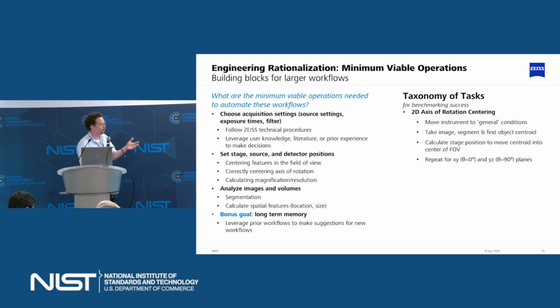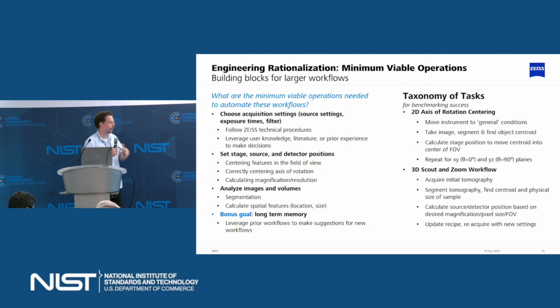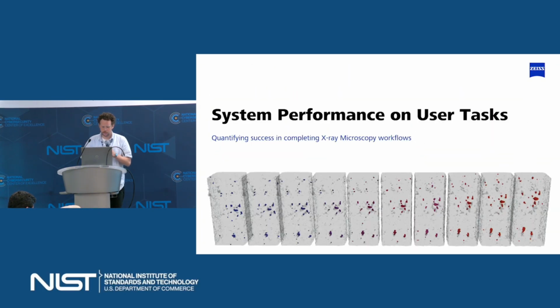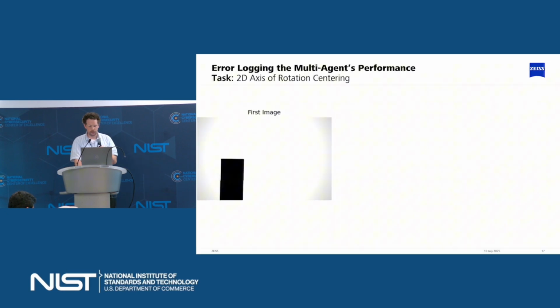The first one is I want it to be able to center the sample on the axis of rotation so that we get a nice centered 3D data set. We'll go a little bit deeper into the actual workflows. And then a slightly more complicated workflow is what we call a scout and zoom. In this one, we're going to take an initial scan at some magnification, segment the sample and find its centroid, and then we're going to tell it to move to some new magnification, configure the instrument into this new magnification setting, and then reacquire a data set, and we're going to see, did it move to the correct magnification? So let's actually jump into those benchmarking tests.